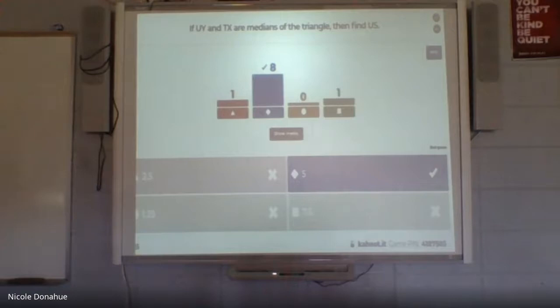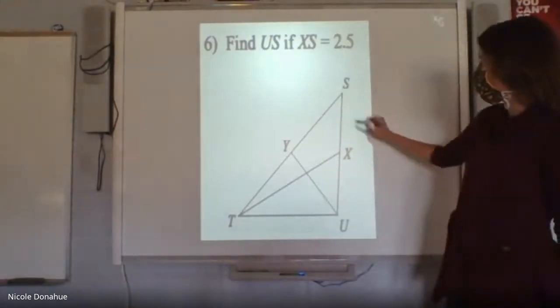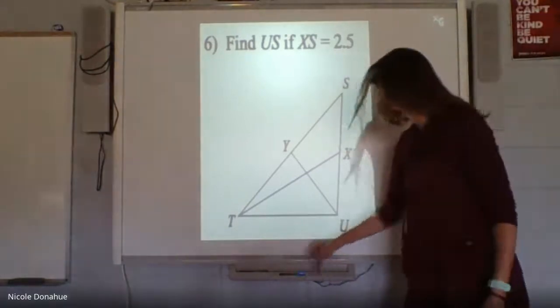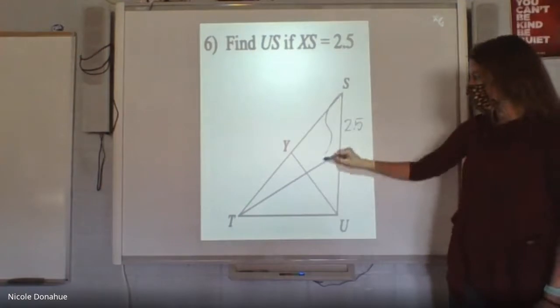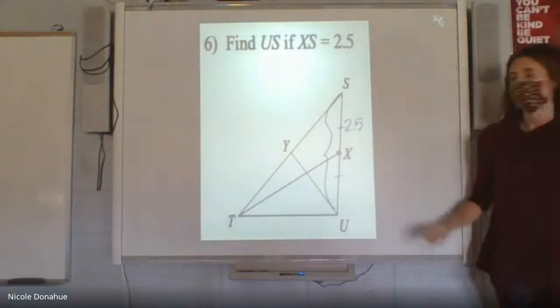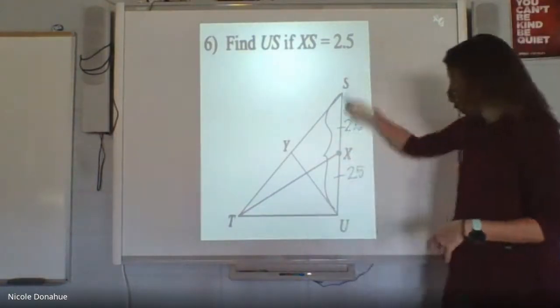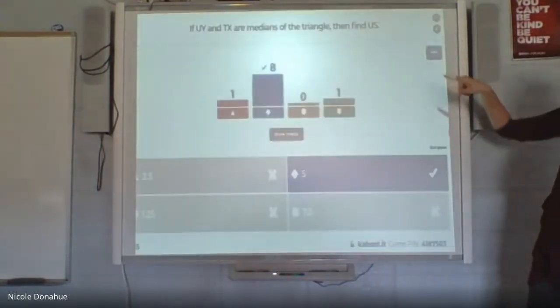Okay, so guys, on this one, time should be a little bit better. So if this is 2.5, they want US. If this is the median, that means this is the midpoint. So these are each 2.5, so that's 5. So kind of watching out for that. Sorry, I should have given more time on that one. I just didn't think the math was that long.